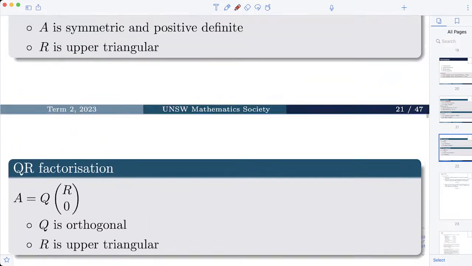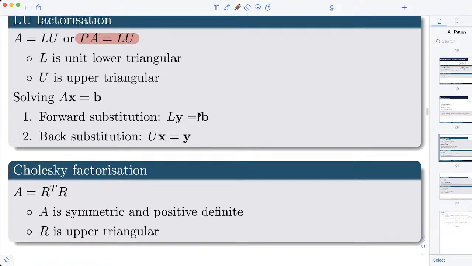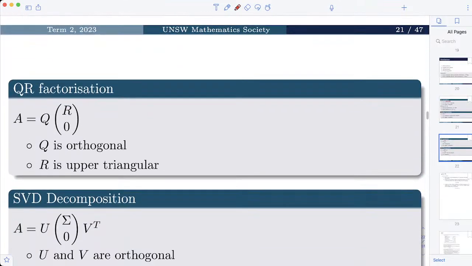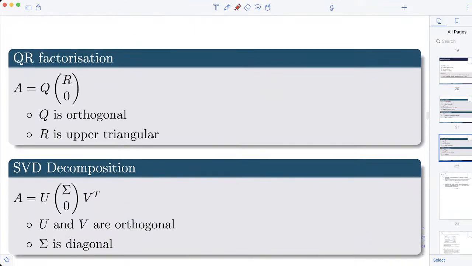So basically with these factorizations, just remember all the properties. What's Q? Well, Q is orthogonal. In Cholesky factorization, we have an upper triangular matrix. In singular value decomposition, your U and your V are the orthogonal matrices.